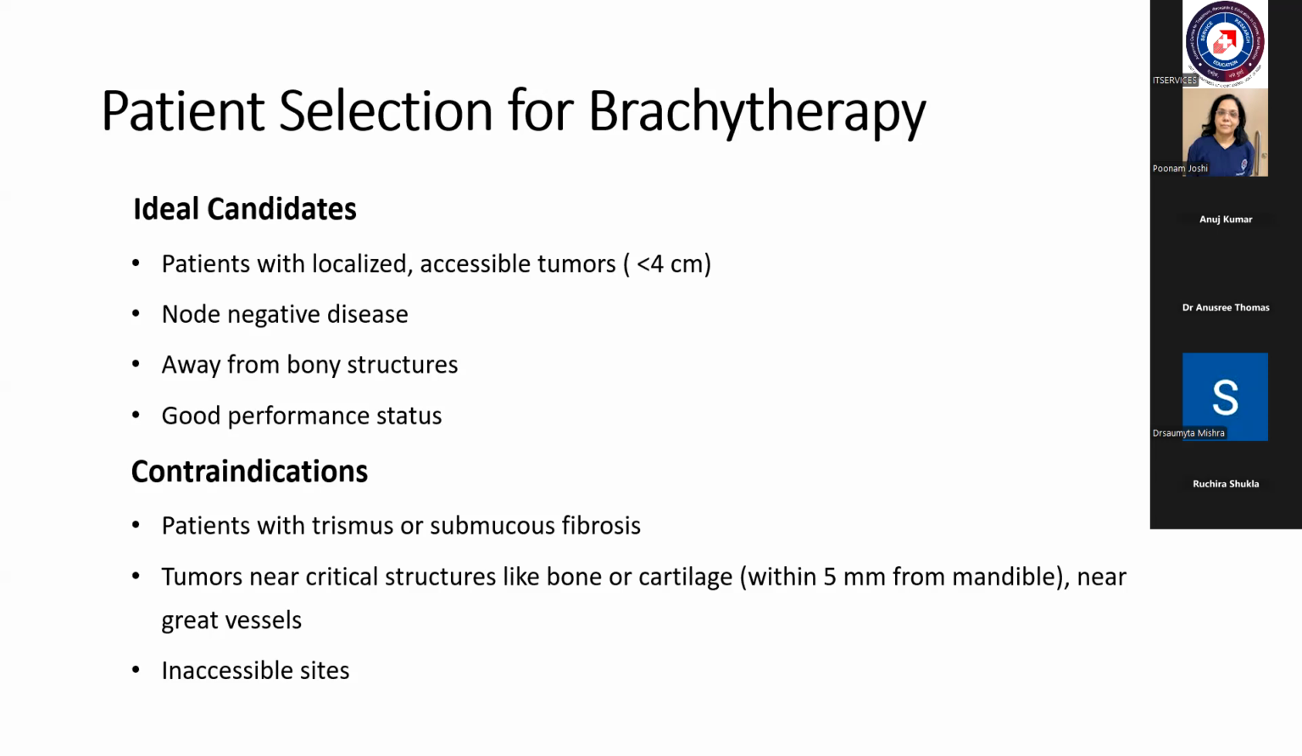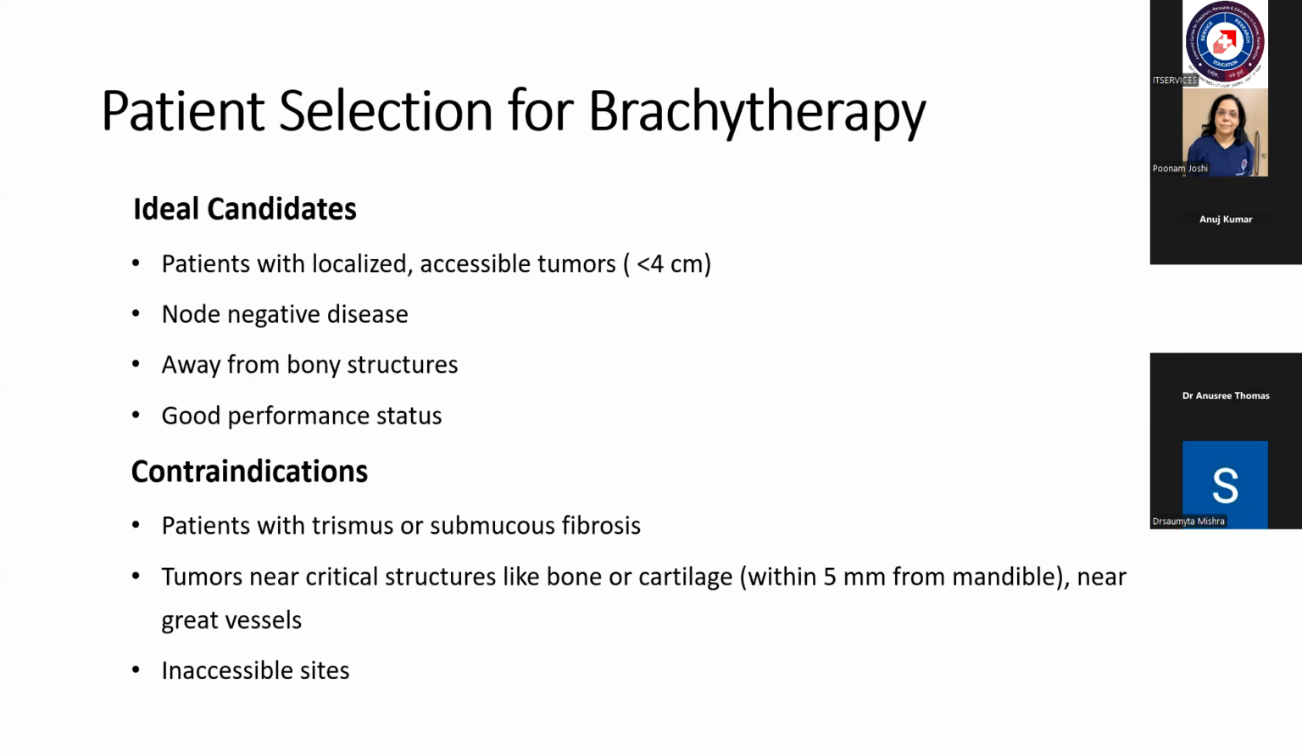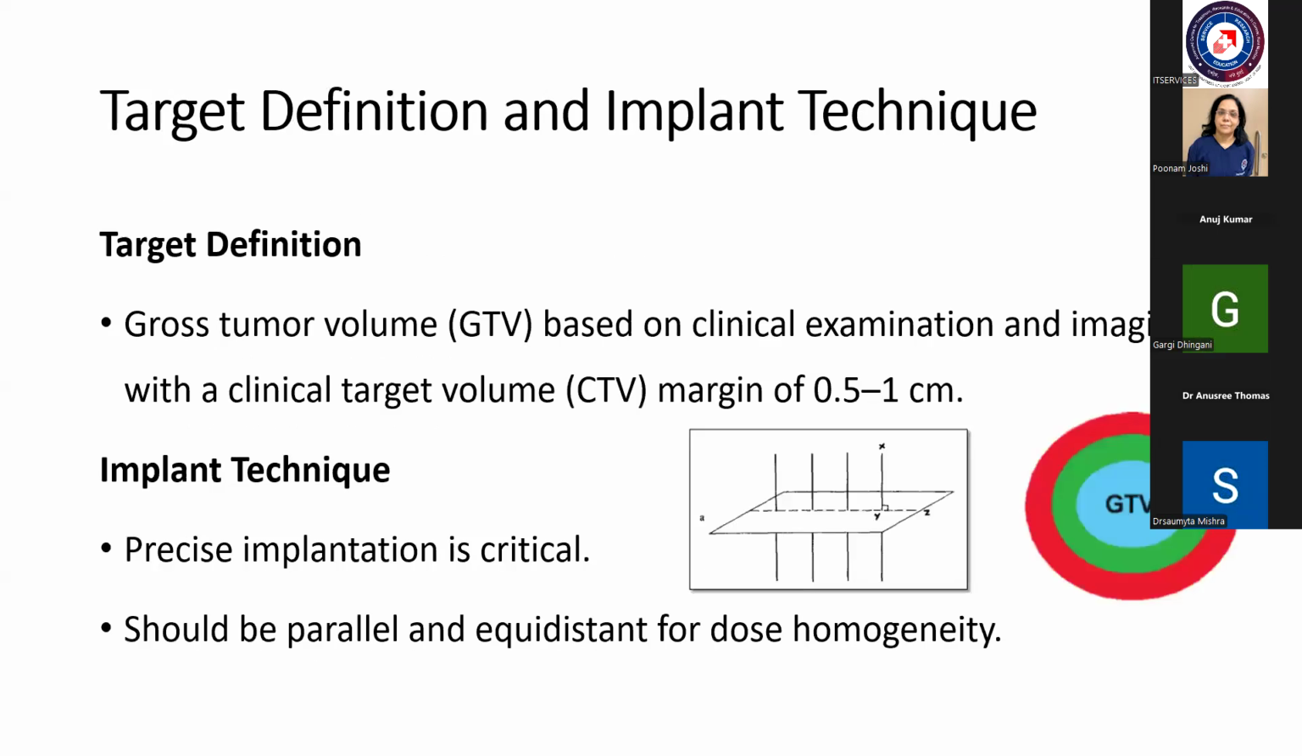For example, if you have an early buccal cancer, but the tumor is lying on the posteriormost aspect of the buccal mucosa or near the RMT, it is known that brachytherapy is not going to be feasible in such areas, and it is not going to give good results.